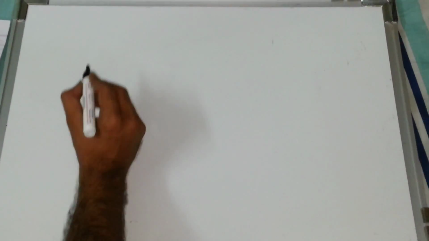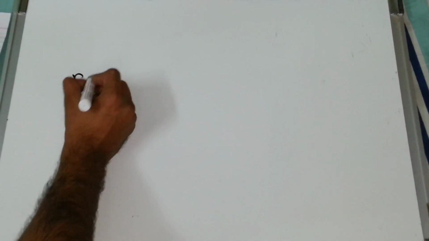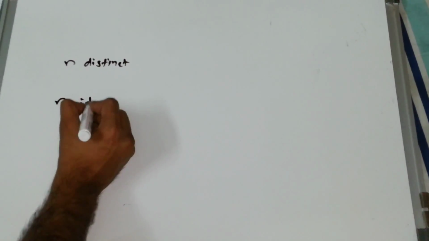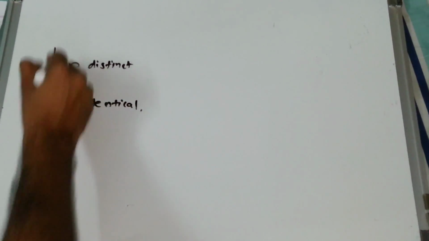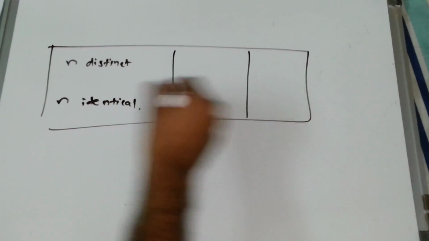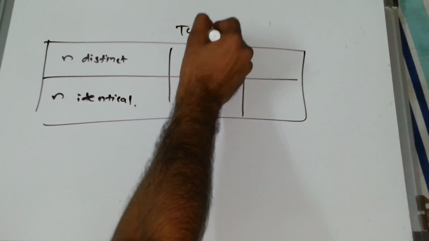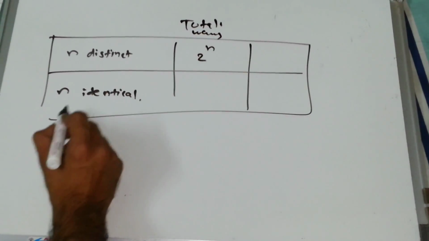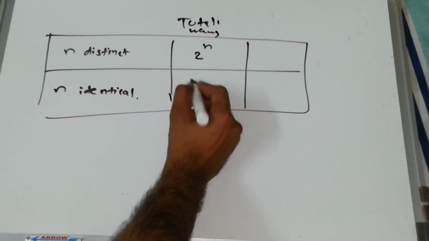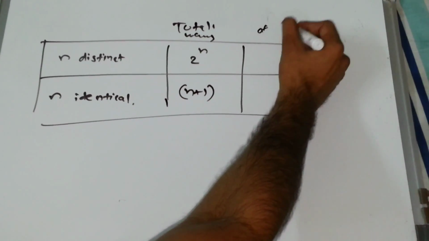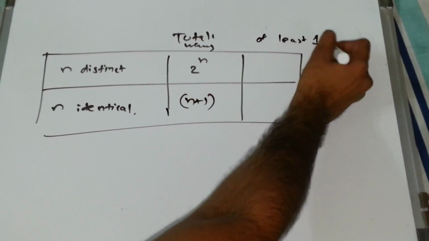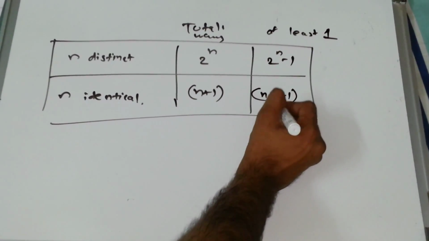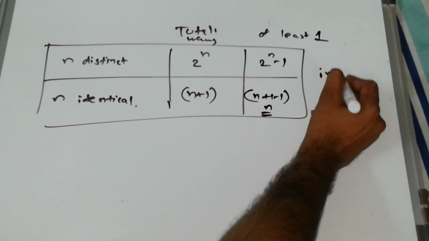Now in this we have 2 basic formulas to be remembered. If we have n distinct people or things, the total number of ways is given by 2 raised to n, and for n identical it is given by n plus 1 ways. Selecting at least one is given by 2 raised to n minus 1, and here n plus 1 minus 1 is nothing but n. This is a very important concept to be remembered.